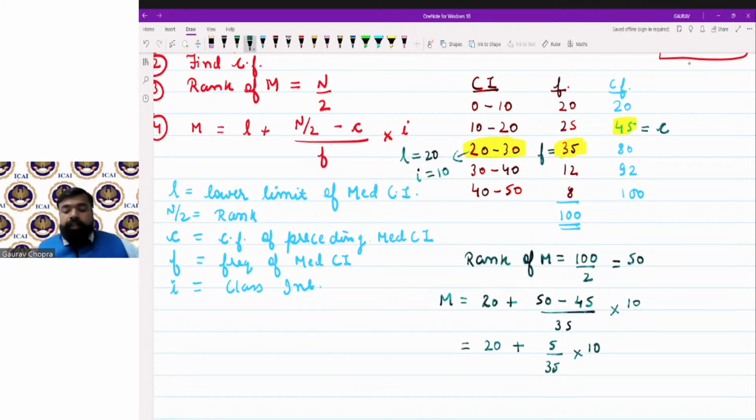So what is the final answer? We are getting 10 upon 7, and it is 21.42. Abhishek has given the answer 21.42. This is the median. So in this way, we can calculate median in a continuous series. All these steps we have to follow and we will get the median. All right.